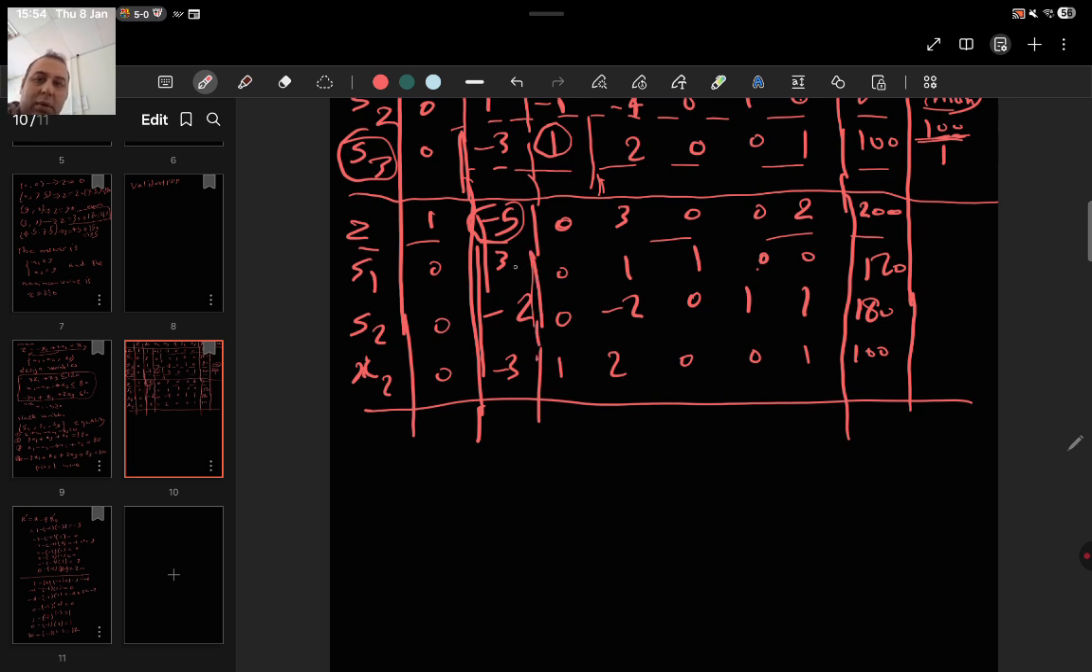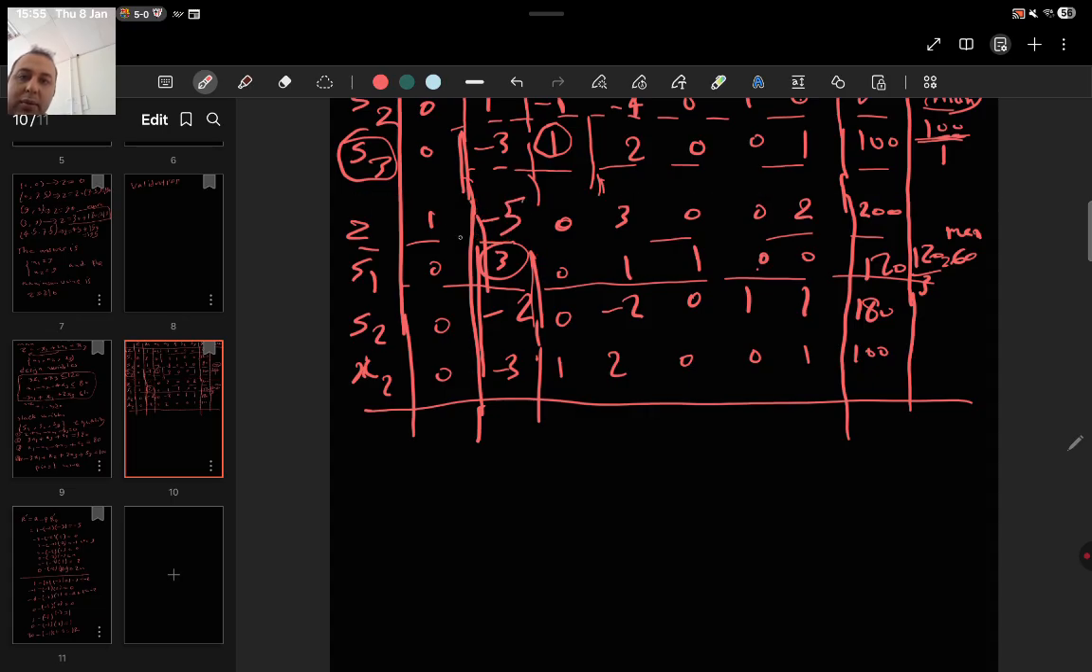Now what we have to do, look at each pivot row. Which of them are positive? This one. Find the positive. What's the ratio? 120 over 3 is 40. Because we have only one positive, it's automatically the minimum ratio. So this time our pivot row is here, and 3 is our pivot value.